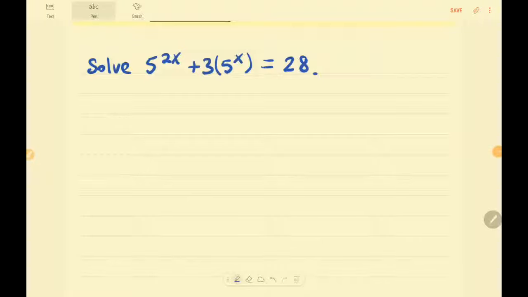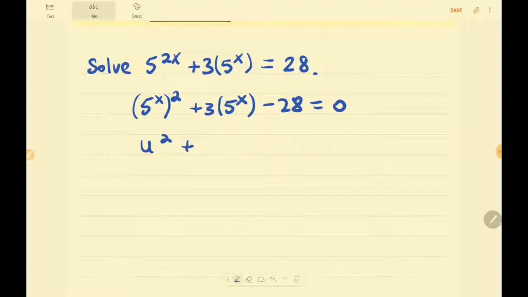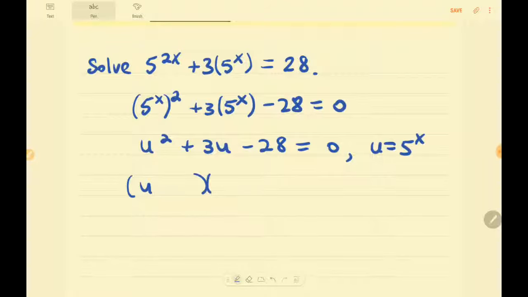Alright, here's another one that's quadratic in form. Would you have been able to see it yourself? If you rewrite the first term as 5 to the power of x quantity squared, and you can do that because of the properties of exponents, and then you have this, and let's set it equal to 0. And now we can do u substitution. And then solve. Let's see if it factors.